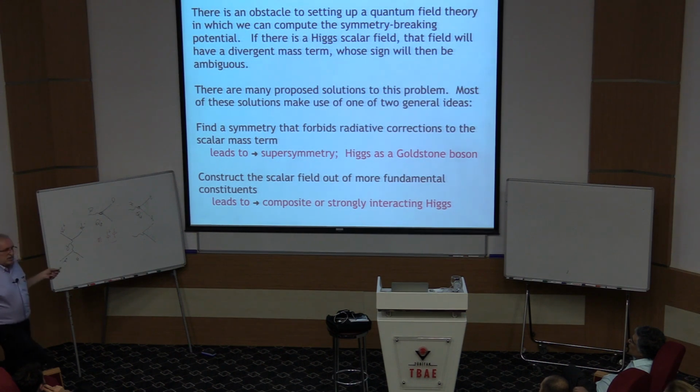The other way you can go is the route of BCS, which is to say the Higgs is composite. There's some binding interactions that bind some constituents, and then we would have a composite or strongly interacting Higgs. And I think most approaches to this problem fall into one of these two categories. There's some completely outside it, but most of the things we'll talk about are within one of these categories or another.